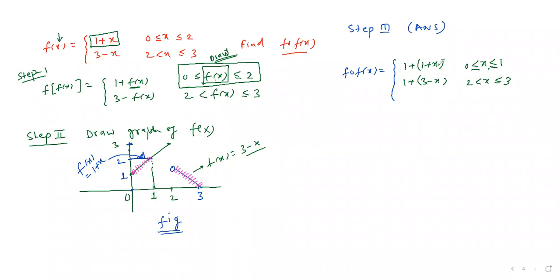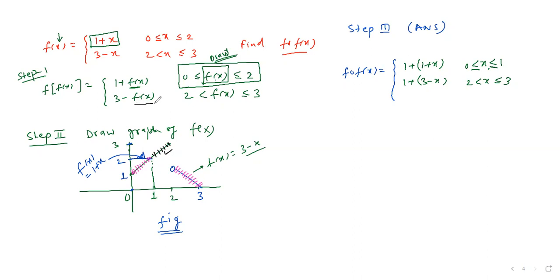Have you completed the question, or is something left? Second one is left. Now you need to identify the branch between 2 and 3. It's very easy. Just put a mark here. This branch you need, this branch between 2 and 3.